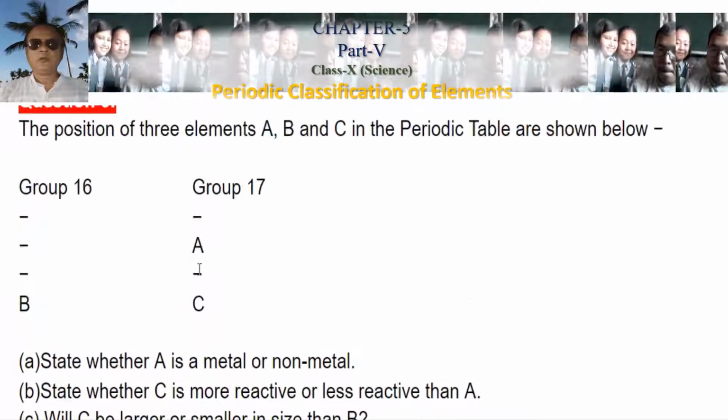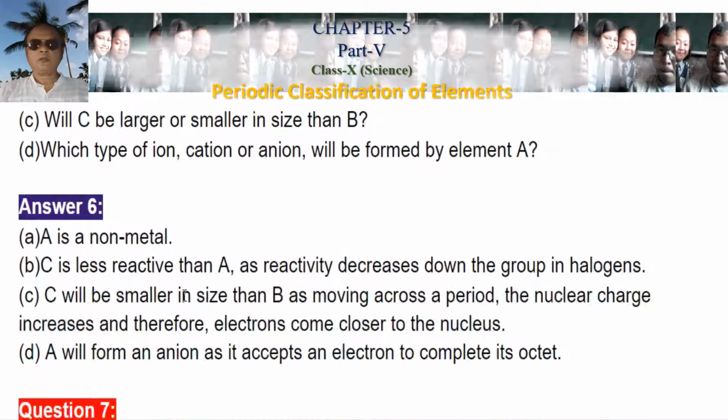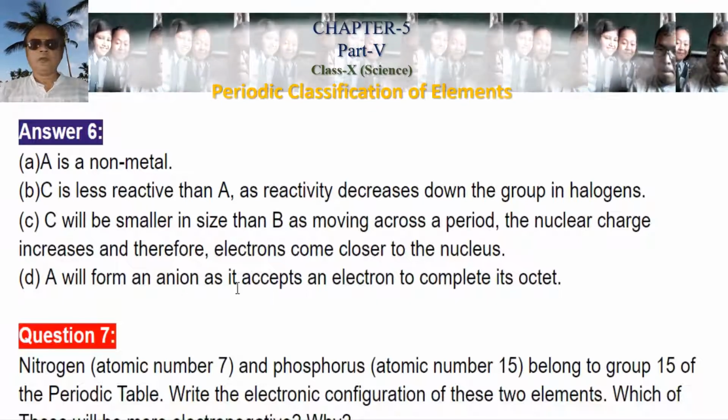Which type of ion, cation or anion, will be formed by the element A? Since its outermost orbit has 7 electrons, if it gets 1 electron, its octet is complete. So it will form an anion, as it accepts an electron to complete its octet.